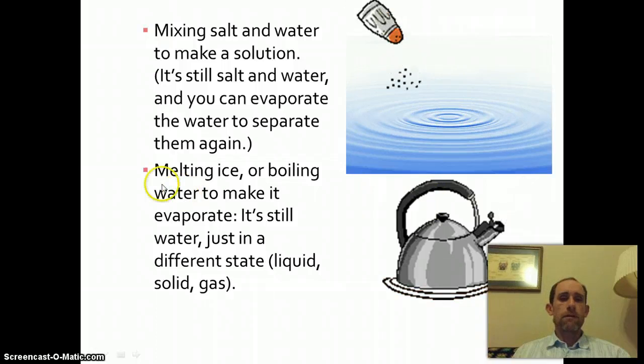Another example that we've seen is melting ice or boiling water to make it evaporate. It's still H2O. Its chemical properties have not changed. They've just changed in their state of matter from a liquid to a solid in the case of freezing something, or from a solid to a liquid in the case of melting something, and in this instance, changing into a gas, evaporation.